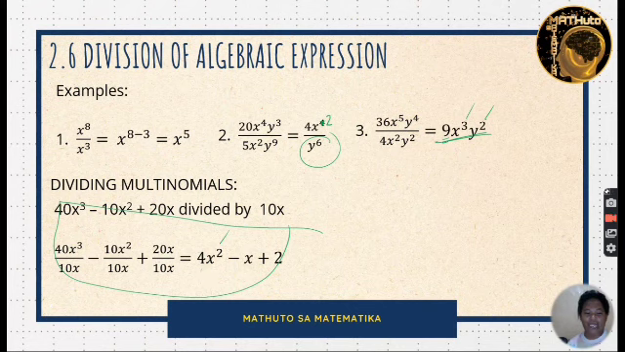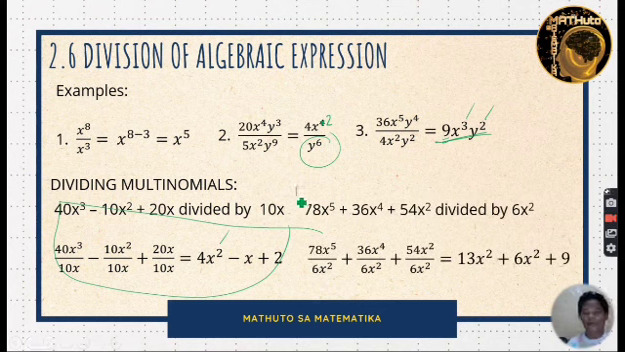10 divided by 10 is 1. x squared, or the exponent of x is 2. We are going to subtract 2 and 1. So, the difference is 1. For our last term, 20 divided by 10 is 2. And 1 minus 1 is 0. And x raised to 0 is equal to 1. So, 2 times 1 is 2. So, that's it.